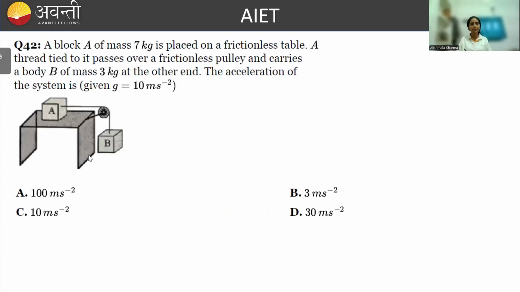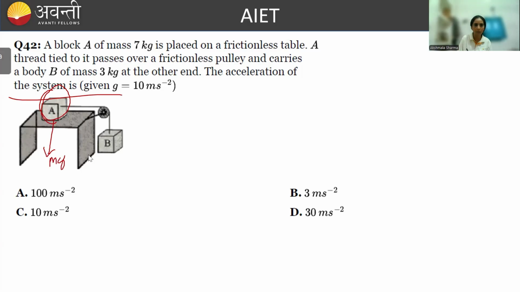A block A of mass 7 kg is placed on a frictionless table. A thread tied to it passes over a frictionless pulley and carries a body B of mass 3 kg at the other end. Find the acceleration. Now this is kept on a frictionless surface, so there is no friction force.